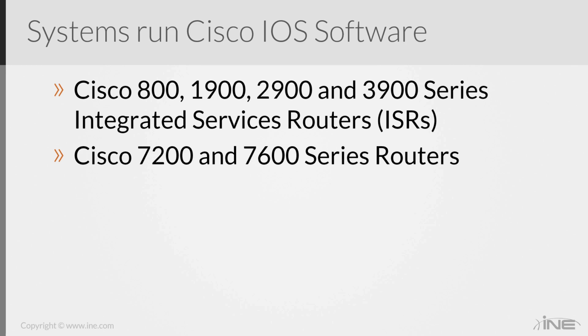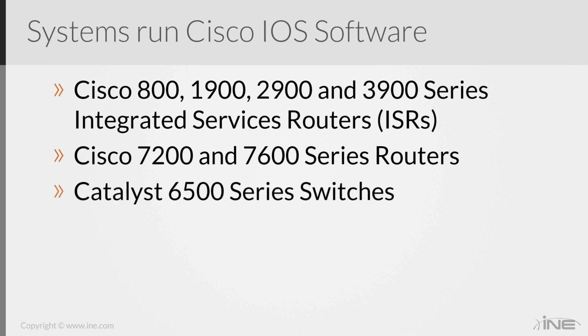Those are higher end platforms, typically Service Provider Edge. The 7200 was more or less seen at the customer premise equipment, and the 7600 was seen on the SP side of that same connection. You also have the Catalyst 6500 series switch. This is just an example of some of the platforms. This is not all inclusive.